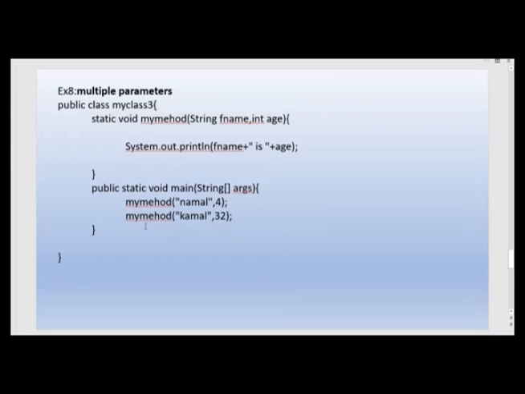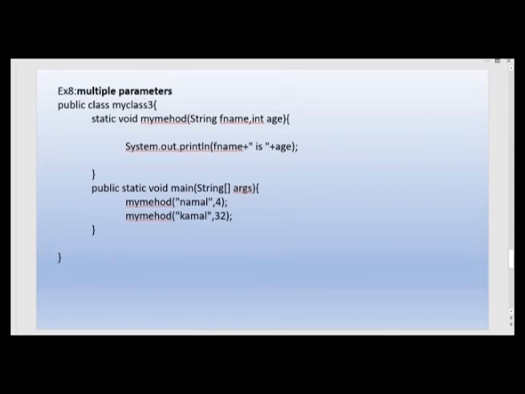Now we go to the second statement of the main method. Again we call the same method using different arguments, Kamal and 32. Thus these arguments are assigned to fname and age, and the body of myMethod is executed. Then the program is finished, and that is the execution of this program. I think you got the idea about this program. If you have any doubts, you can write down in the comment box.